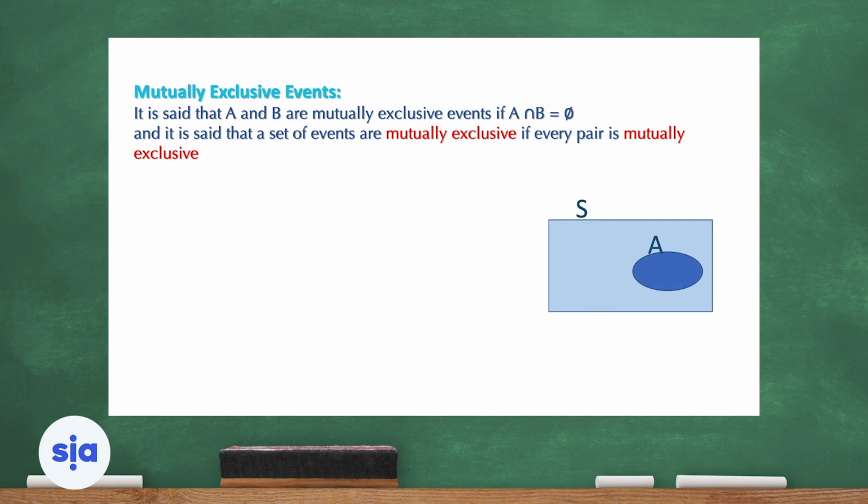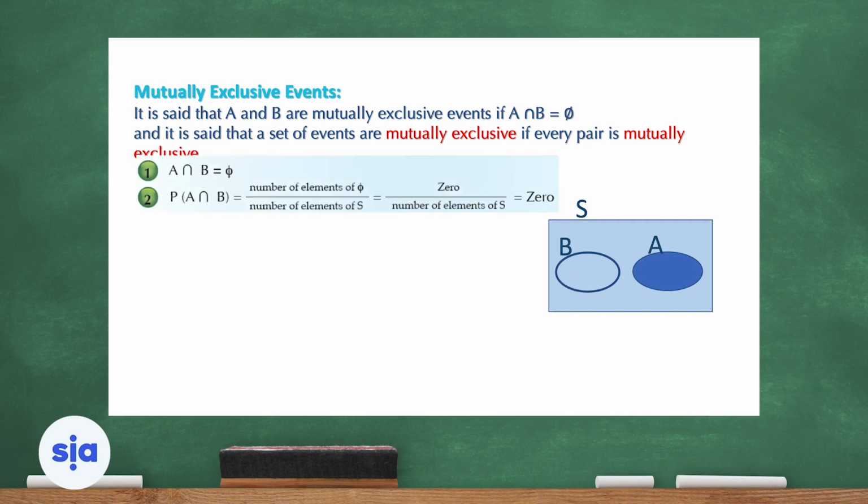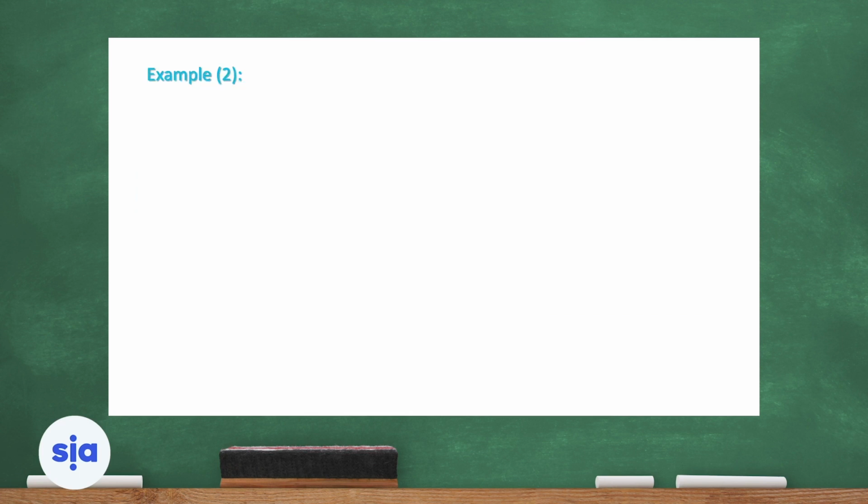As you can see here, here is A and here is B, and there is no intersection between them. So A intersect B is phi, where the probability of A intersect B is 0 over the total, which is also 0. Let's move on to another example, which is example 2.